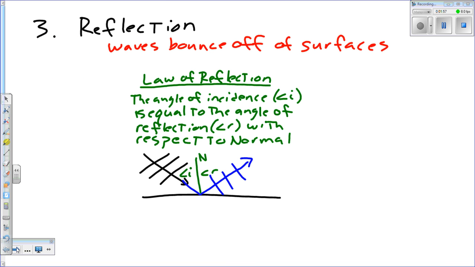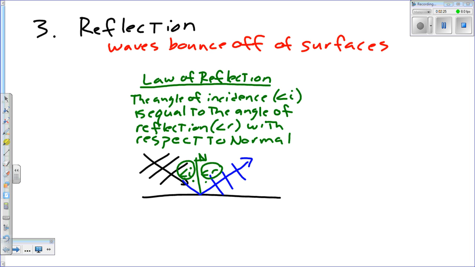Reflection. Waves bounce off of surfaces. The law of reflection, which we'll get more into when we do optics in the spring. If you remember, the angle of incidence, angle I, is equal to the angle of reflection, angle R, with respect to a line that's normal to the surface. Now again, these 2 angles are on the inside of your V.